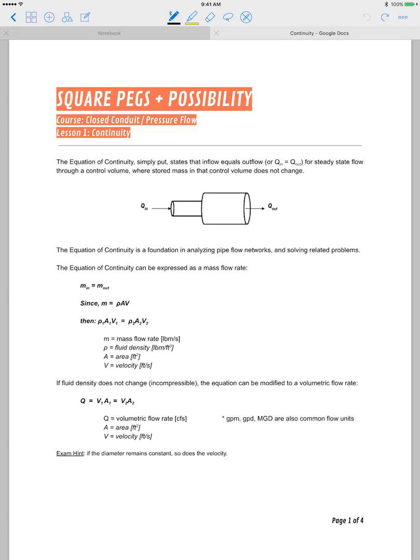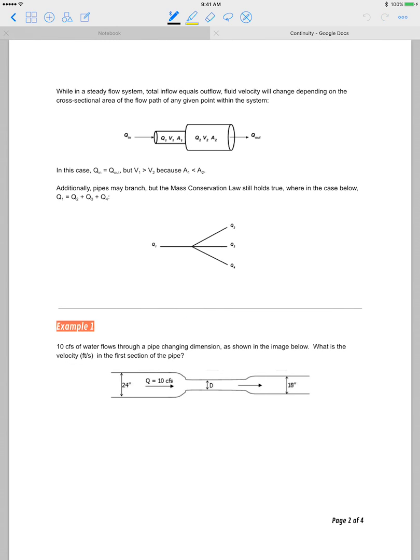Nonetheless, exam hit here. If the diameter remains constant, so does the velocity. Think about that. If the diameter doesn't change, therefore the area doesn't change. If that doesn't change and the flow stays the same, then the velocity must also stay the same, correct? Just worth noting.